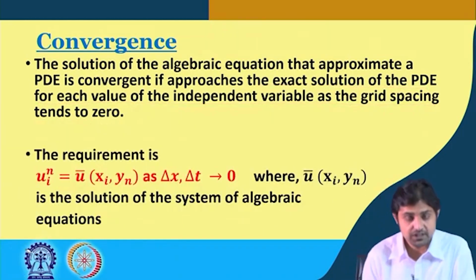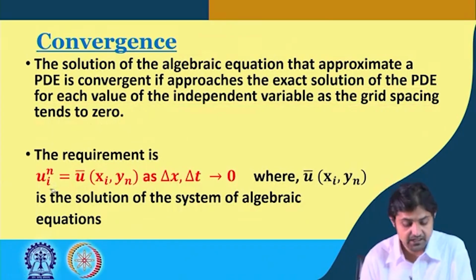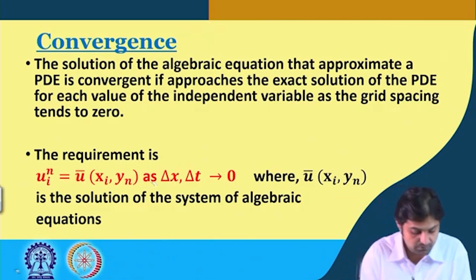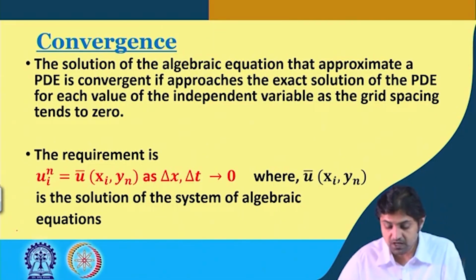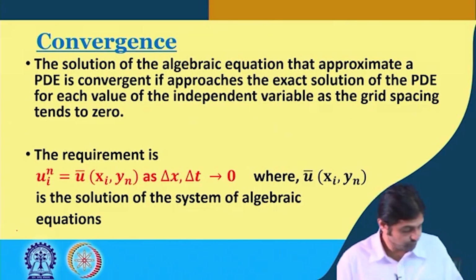So the requirement is u_i at n is equal to u bar at (xi, yn) as delta x and delta t go to 0, where u bar at (xi, yn) is the solution of the system of algebraic equations.